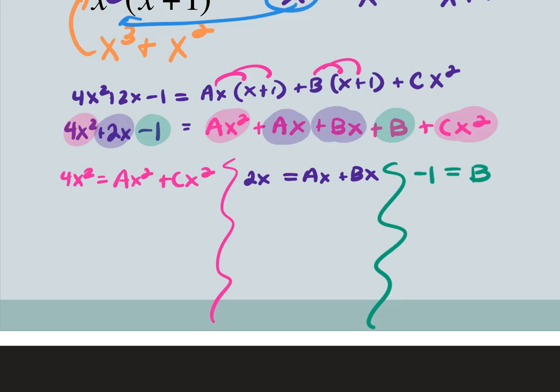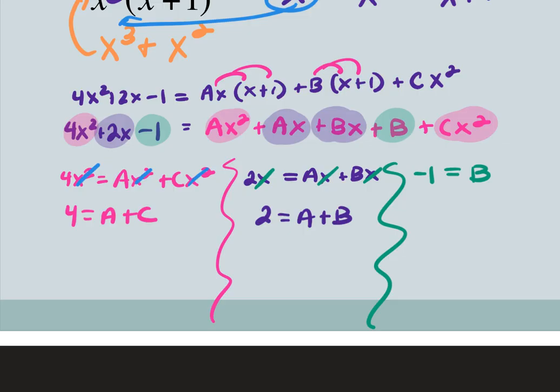Still with me? Okay, now all of these terms have an x squared, so I can cancel them out. I could divide straight across and get rid of them, so they're gone. All of the x terms have an x, so I'm going to get rid of all the x's. And then b is already solved. So now I've got 4 equals a plus c. I've got 2 equals a plus b. And I've got -1 equals b.